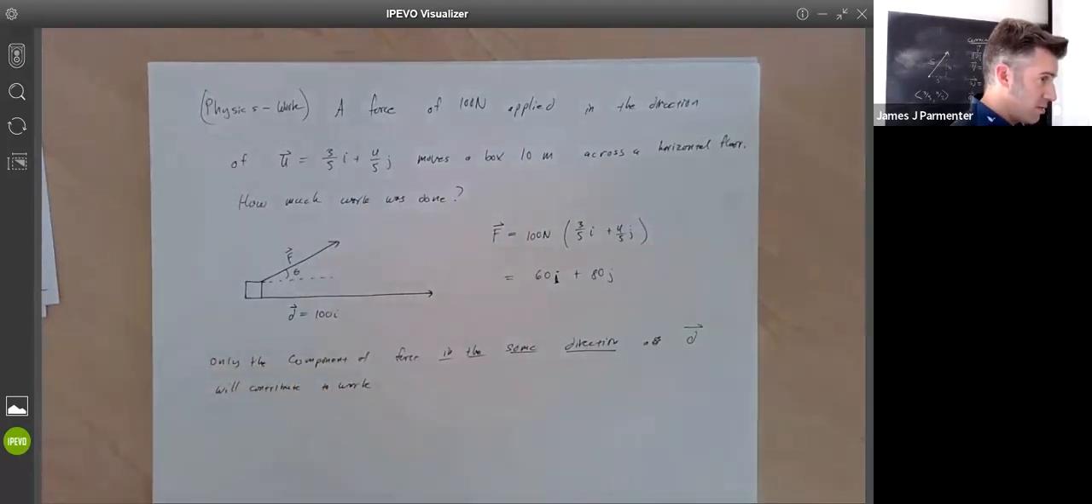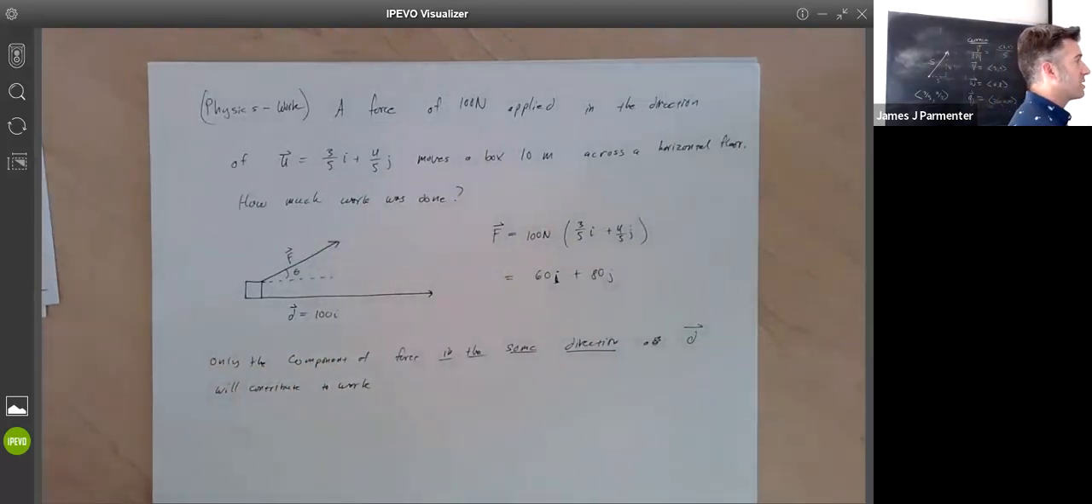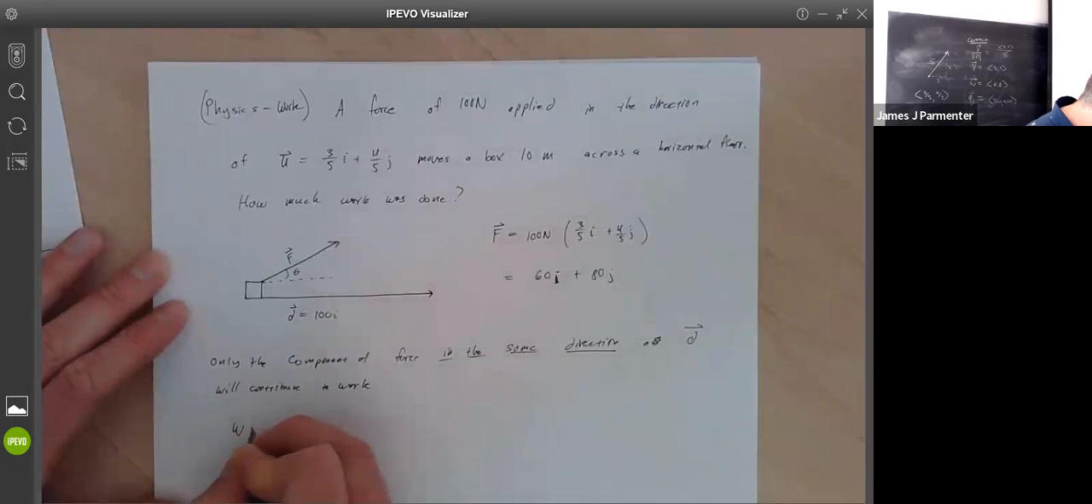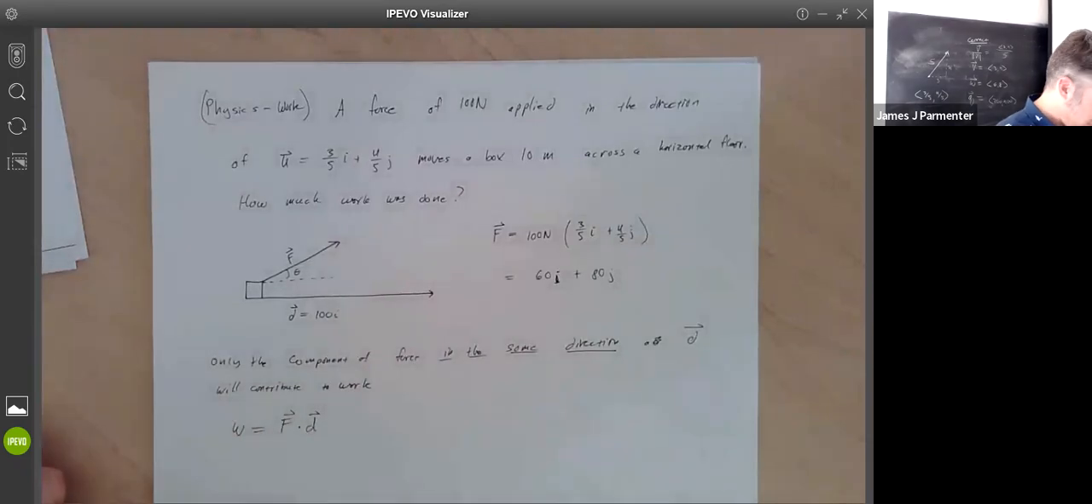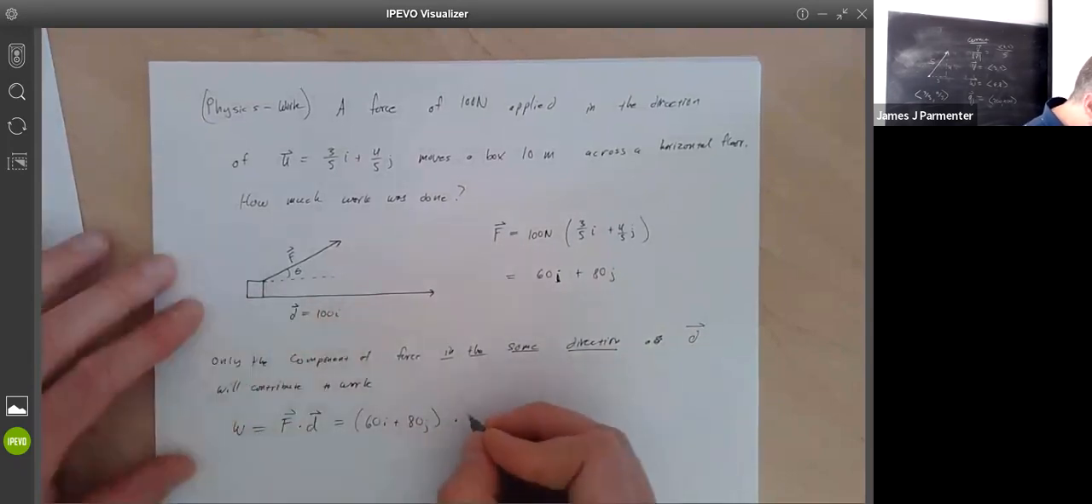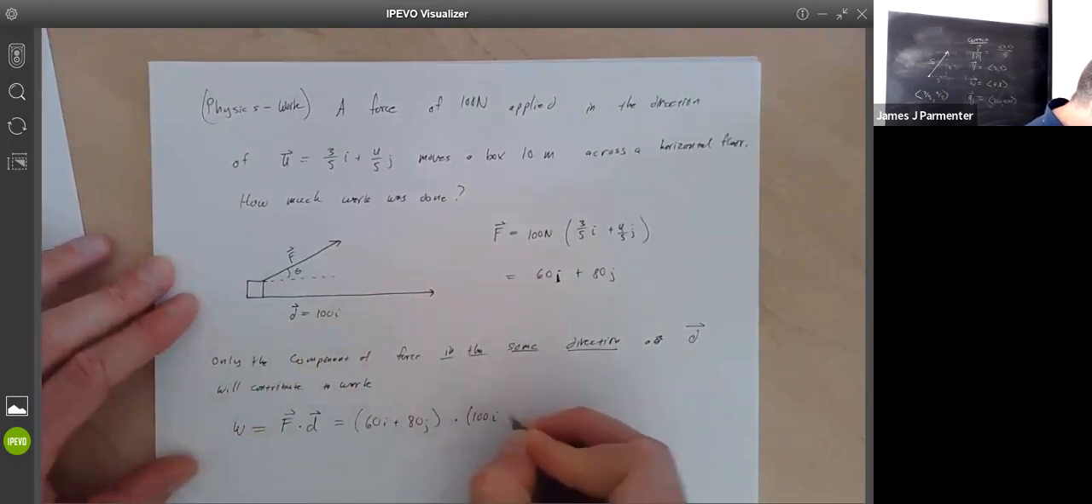As a reminder, the one thing I was trying to say about work is that work is force times distance. And I feel like if you remembered anything from 21B about work, you remember that the work is a force times the distance. So we're trying to figure out what our force times distance is here, but it's only the force in the direction we want. So the work is going to be our force vector dotted with our distance vector, which is 60i plus 80j dotted with our distance vector, which is 100i plus 0j.